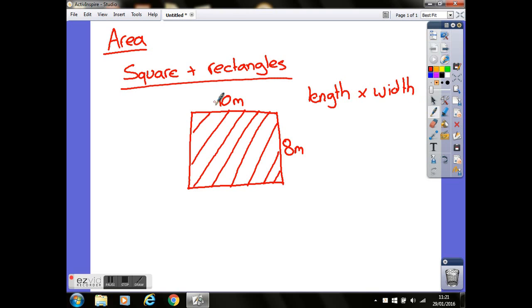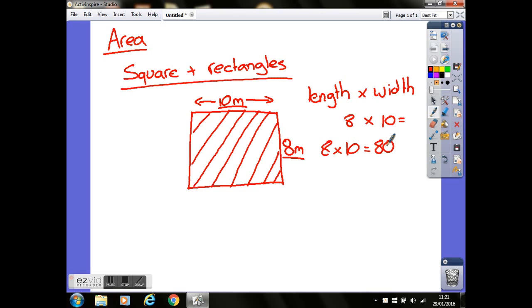So in this we've got the width of the shape here, which is our 10 meters. So we've got 10 there. And the length of our shape is this one here, which is 8 meters. So we end up with 8 times 10. So 8 times 10 is equal to 80.